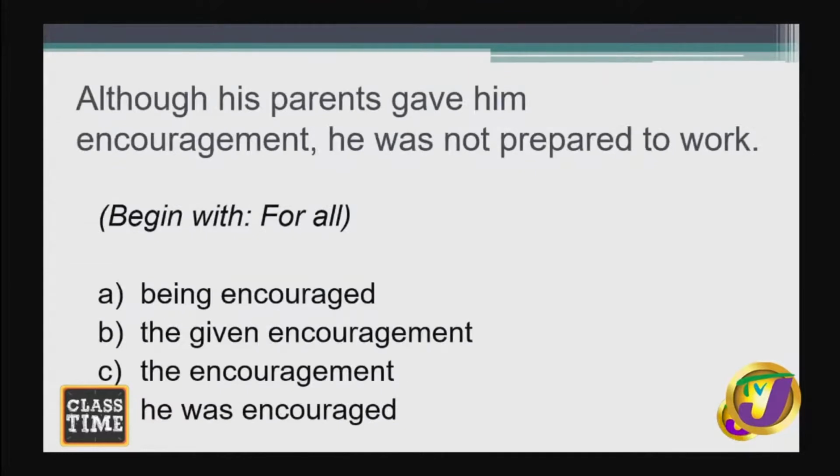So here's our first example now. So again, although his parents gave him encouragement, he was not prepared to work. Now you are to start it with for all. Now this one is a little tricky because not all of us use that particular phrase in this way. So for all of what did he do? What happens? So you're looking at a meaning segment. You have although his parents gave him encouragement. And then you have he was not prepared to work. So where would the for all best fit? For all of what?